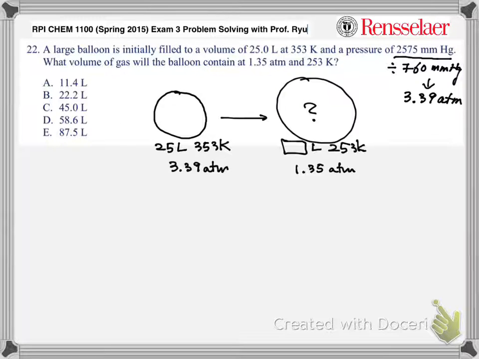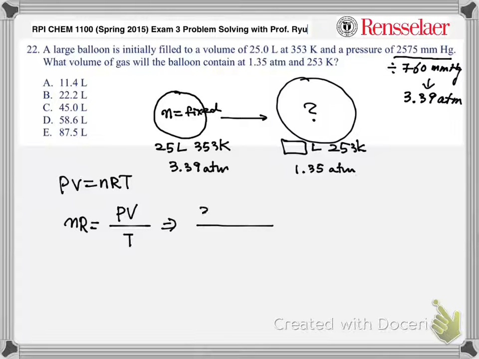So what remains fixed? In this case, the number of moles is the one that remains fixed. Okay, so we know PV equals nRT. In this equation, we can say nR is a constant term. So PV over T is what remains constant. So in this case, pressure 3.39, volume 25 liter, temperature 353 Kelvin.